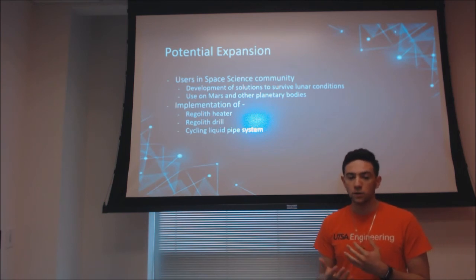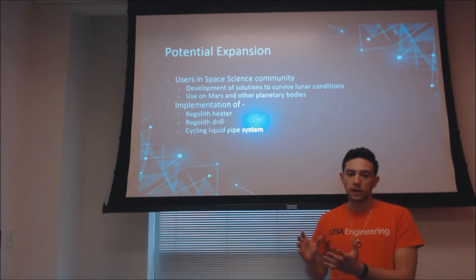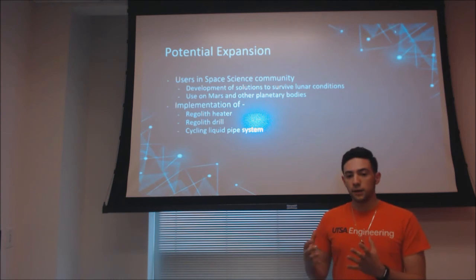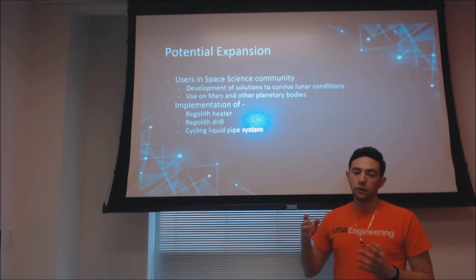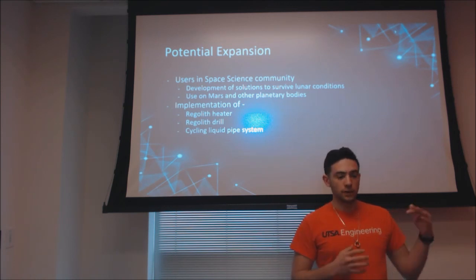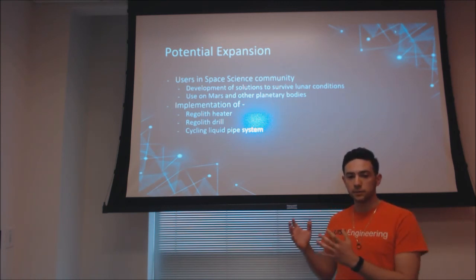Further, since we have a neural network, we can use our mechanisms to simulate environments on other planetary bodies such as Mars. All we would have to do is retrain the neural network from data from these other planets, and we should be able to simulate a similar environment.